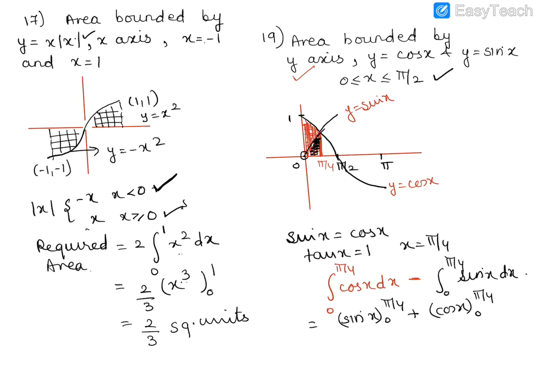You should know integral of cos is sine, integral of sine is minus cos. So sine pi by 4 is 1 by root 2, and sine of 0 is 0, plus cos pi by 4 is 1 by root 2, minus cos of 0 is 1. So this will give you 2 by root 2, which means it's root 2 minus 1 square units.